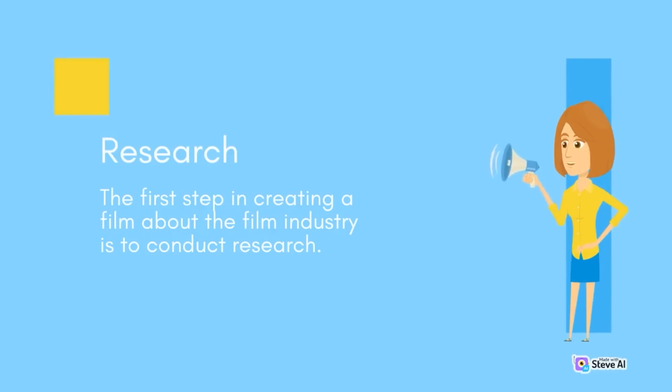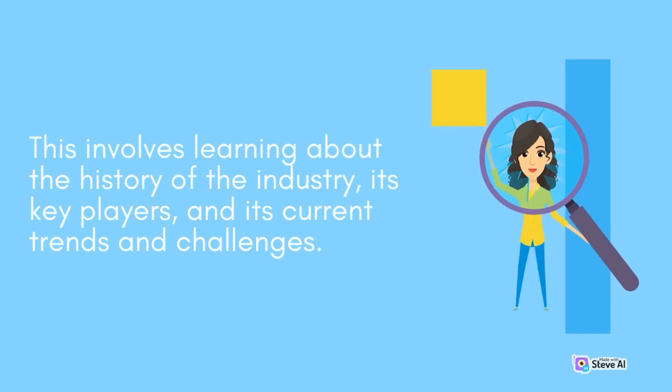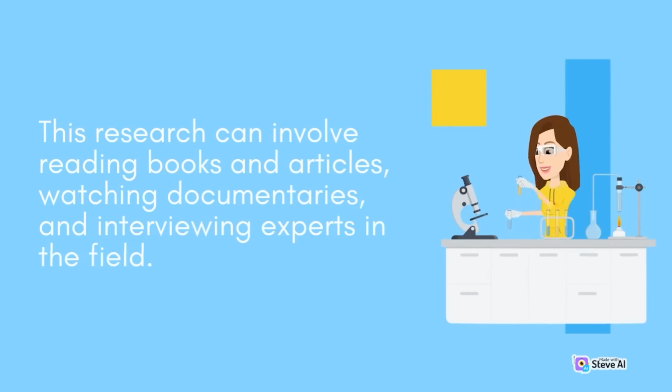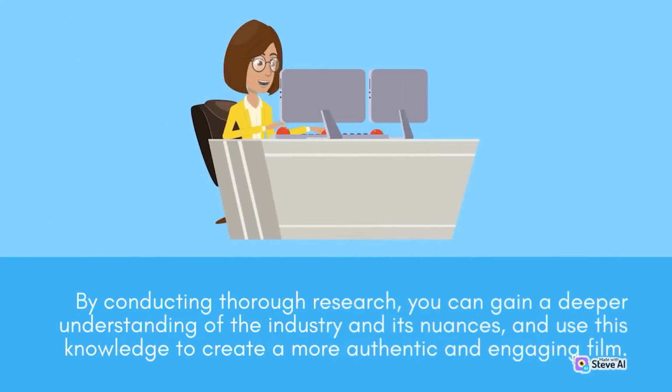Research. The first step in creating a film about the film industry is to conduct research. This involves learning about the history of the industry, its key players, and its current trends and challenges. This research can involve reading books and articles, watching documentaries, and interviewing experts in the field. By conducting thorough research, you can gain a deeper understanding of the industry and its nuances, and use this knowledge to create a more authentic and engaging film.